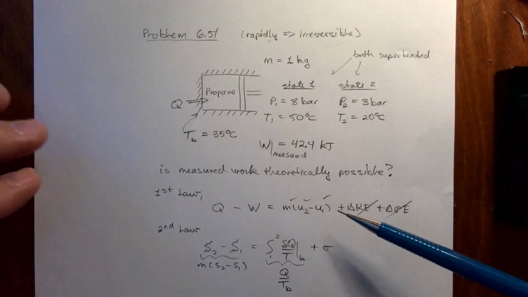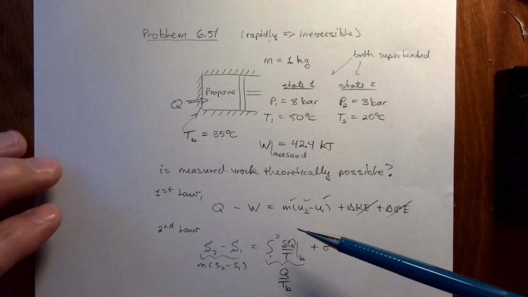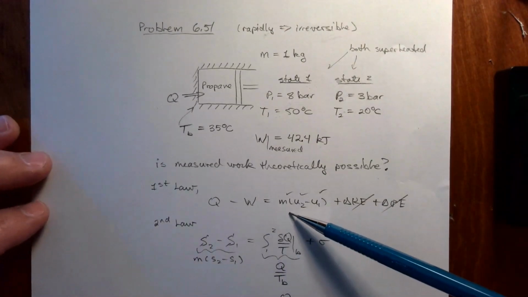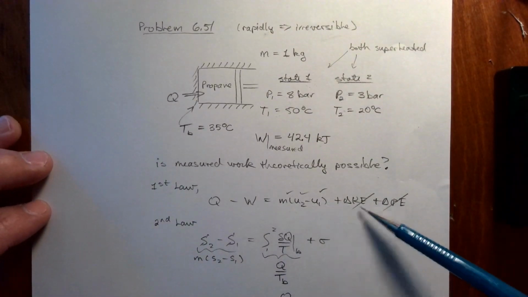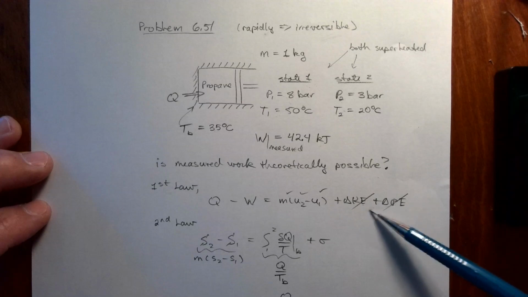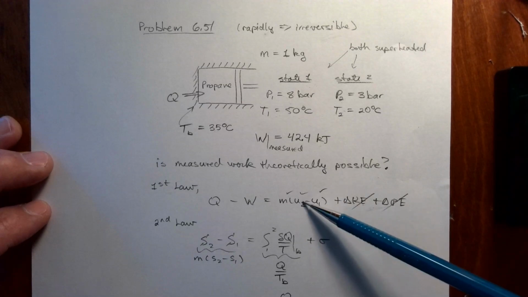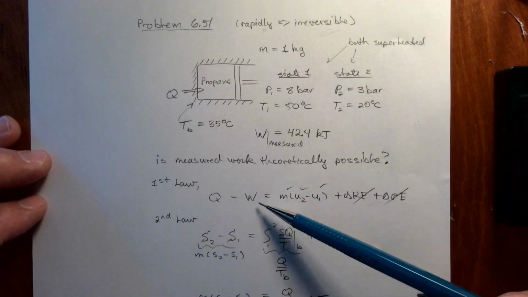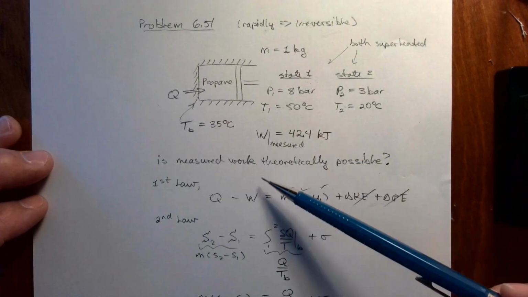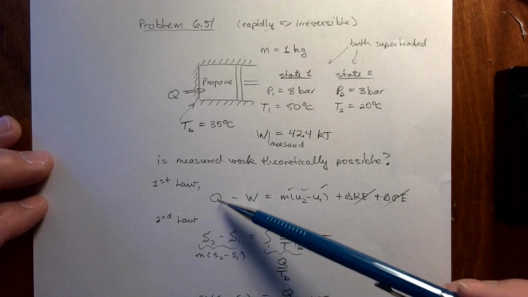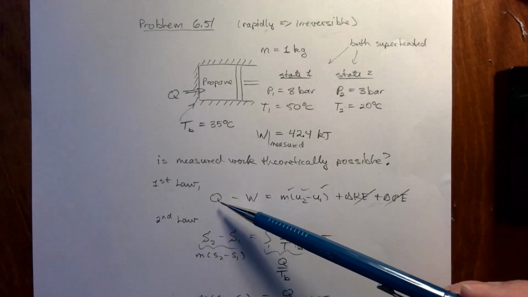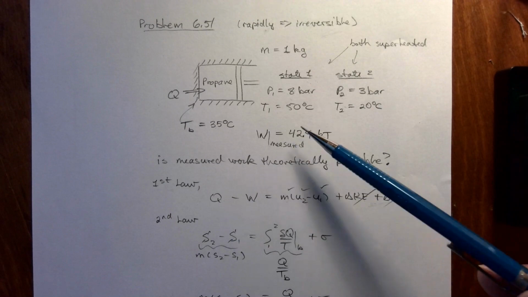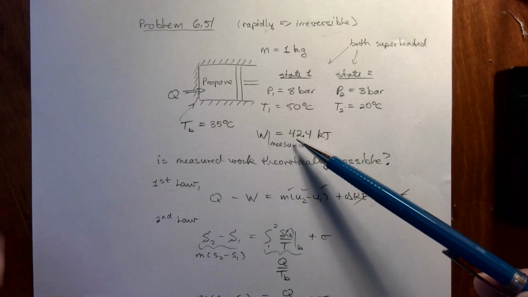Okay, let's think about this a little bit. First, let's just write down the equations. The first law: Q minus W equals M times (U2 minus U1), neglecting kinetic and potential energy changes. Both states are defined. We have a mass associated with this. And so they've got a measured work that we could put there and come up with a consequential Q if that measured work were correct.